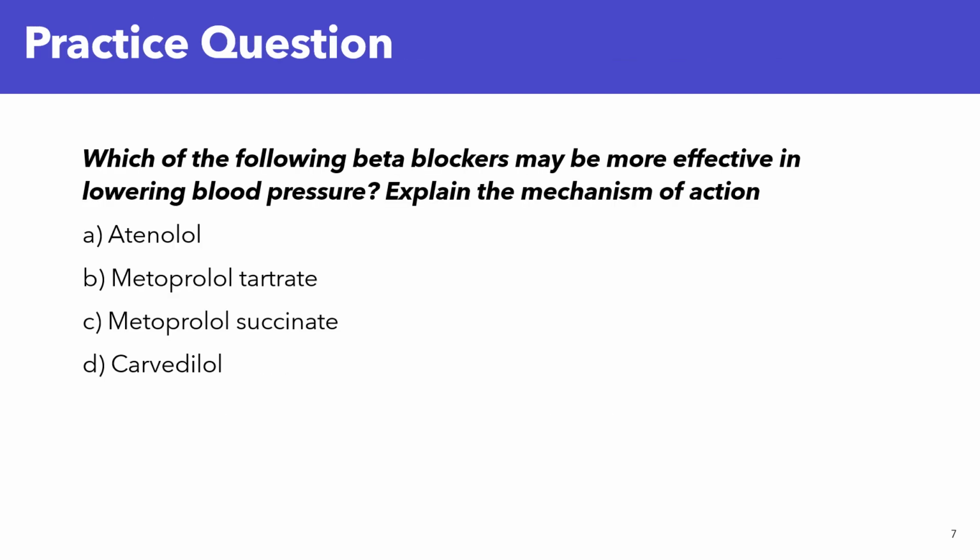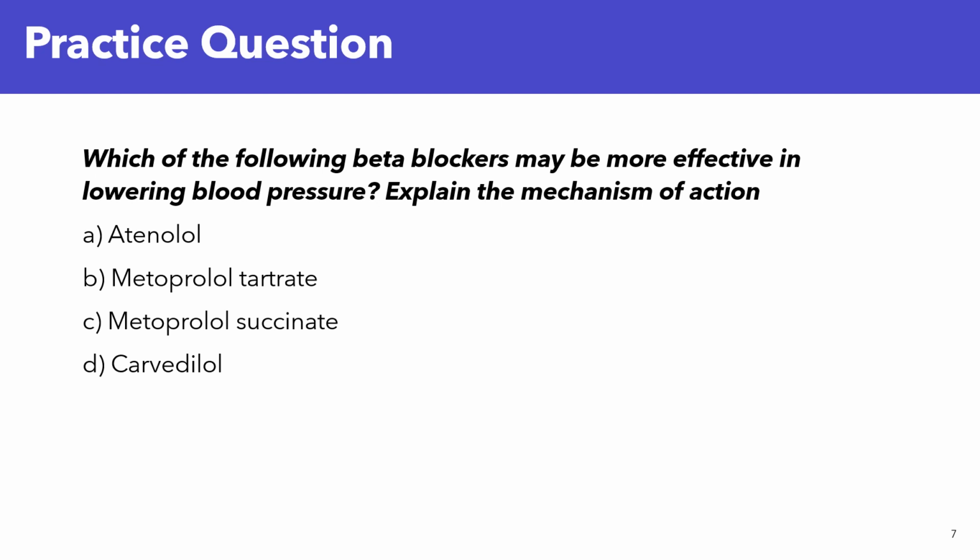Let's look at the second practice question together. Which of the following beta blockers may be more effective in lowering blood pressure? Explain the mechanism of action. I'll give you all 5 seconds to write your answer in the comments below. Which one do you think is the correct answer?